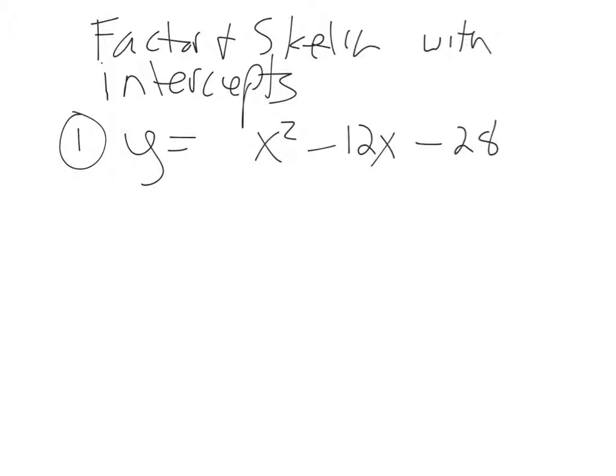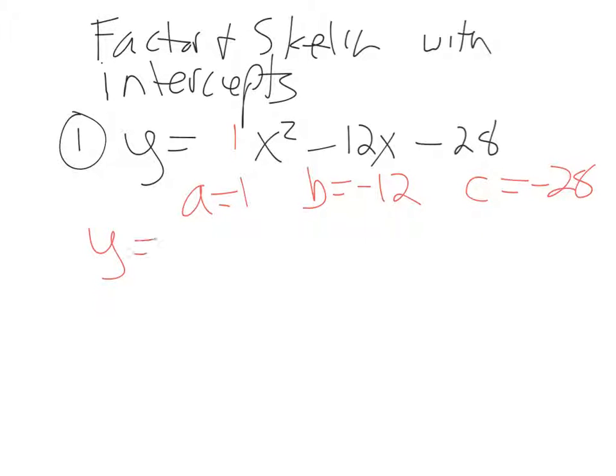Okay, let's factor and sketch this. We're doing what are called simple trinomials. So in all of these cases today, a equals 1, b equals negative 12, and c equals negative 28. I have to come up with factors, right? In order to do this, I've got to write it in this form: y equals x with a factor and x with a factor. I'm writing it in brackets. It's the opposite of expanding, or the distributive law, or what you might have known as FOIL.